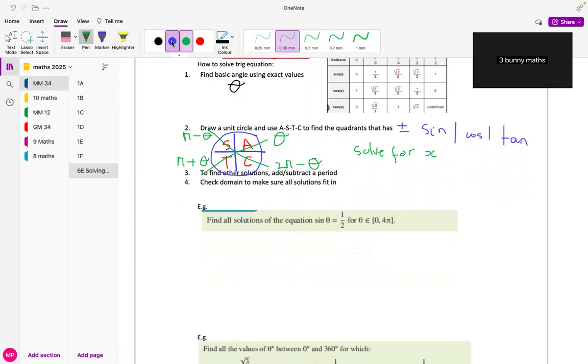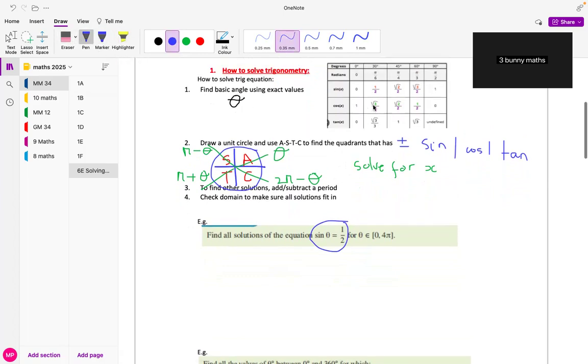Now, let's look at the equation that we have here: sine theta equals a half. So our reference angle for sine equals a half, that will be this one here. So sine equals a half, that's pi/6, right? So reference angle RA theta equals pi/6. Okay. Then step one is done.